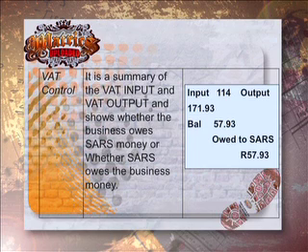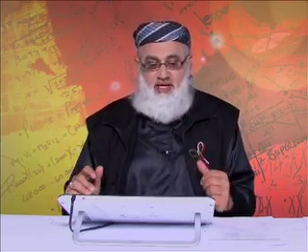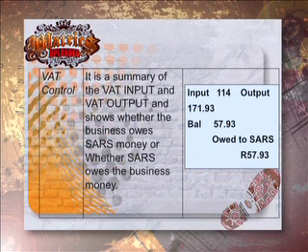Right. Now we come to our VAT control. What is your VAT control? Now, obviously, you've had a VAT input, you've had a VAT output. These two need to be brought together. Where are they brought together? Into what is called the VAT control, a summary of the VAT input and the VAT output, which shows whether the business owes SARS money or whether SARS owes the business money.